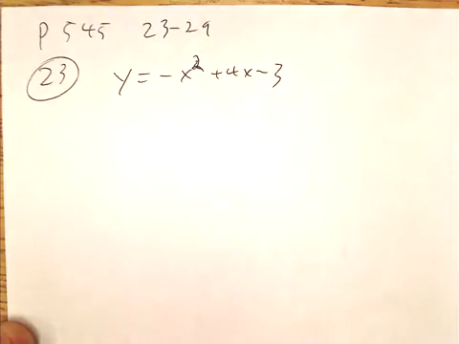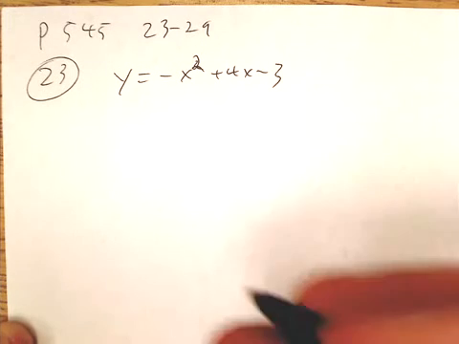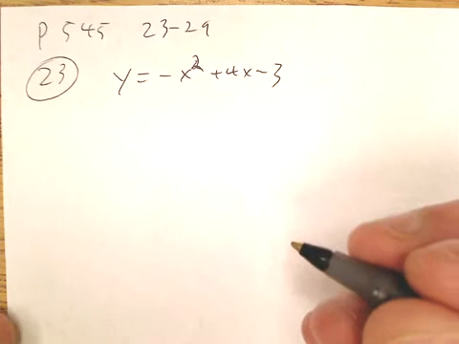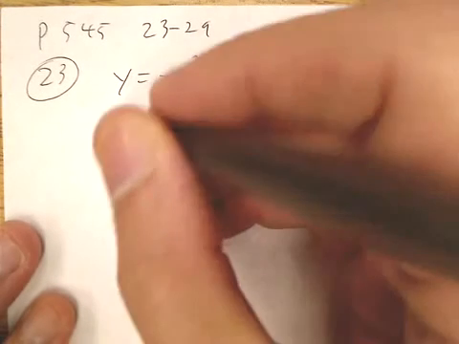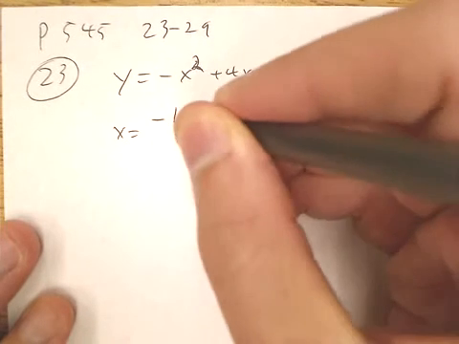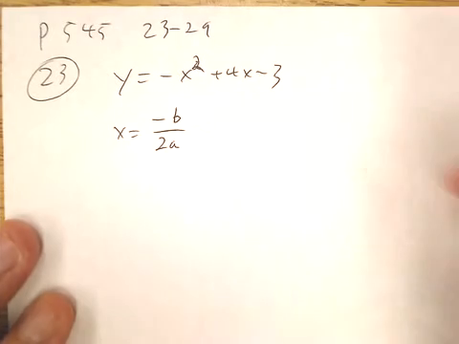All right, here's your assignment, page 545, 23 through 29. We're going to do 23 together. So step one, please have your notes out and watch them as we're doing this. Find the axis of symmetry. X equals negative b over 2a.